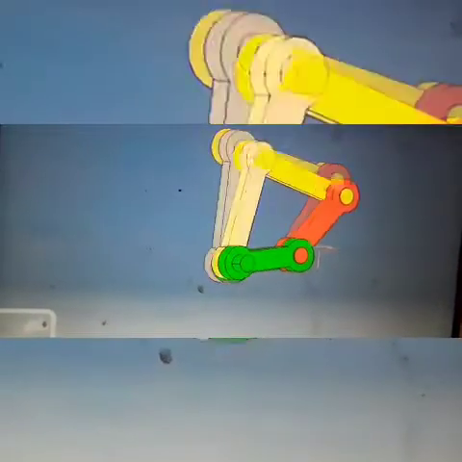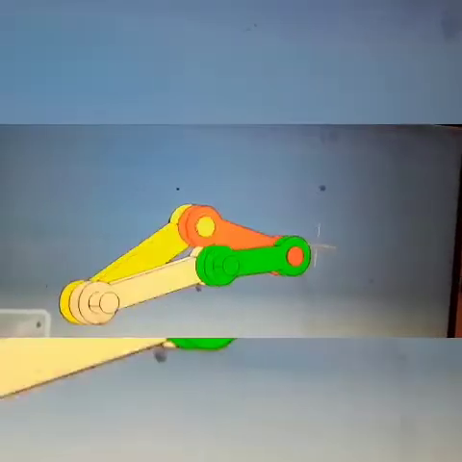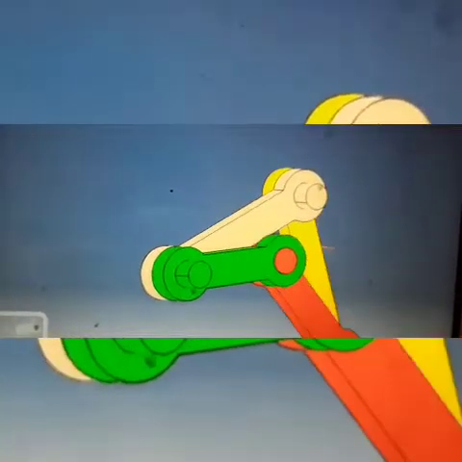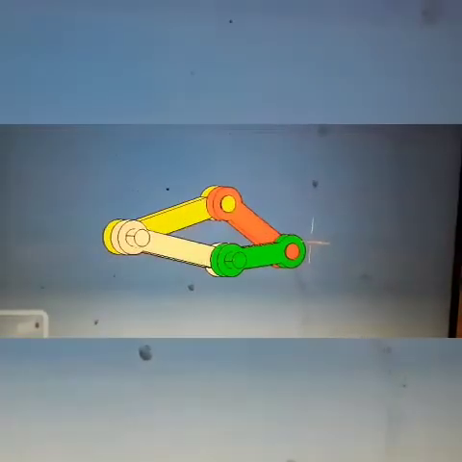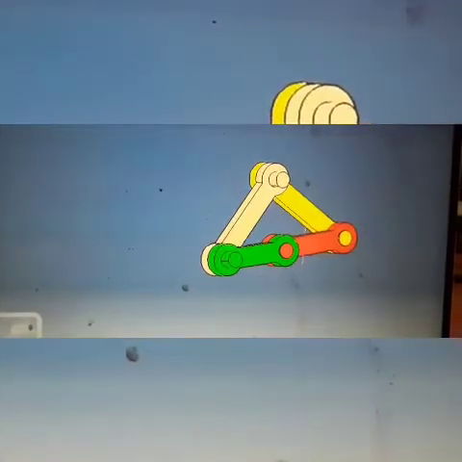In this video, if you notice, the green link is fixed, and this yellow link is the connecting rod, and the other two links are able to rotate 360 degree. So both of them are behaving like a crank. So it is known as double crank mechanism. When the shortest link is fixed and all are satisfying Grashof's law, in that case the two links are able to rotate 360 degree, behaving like a crank.